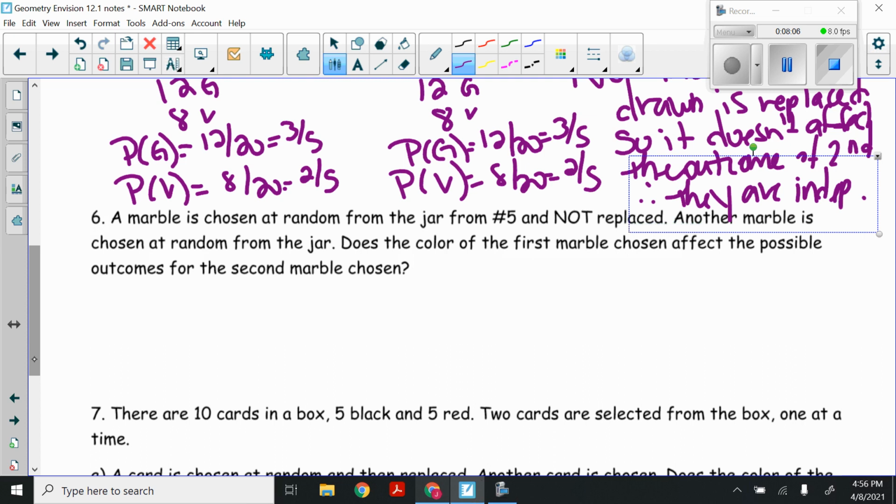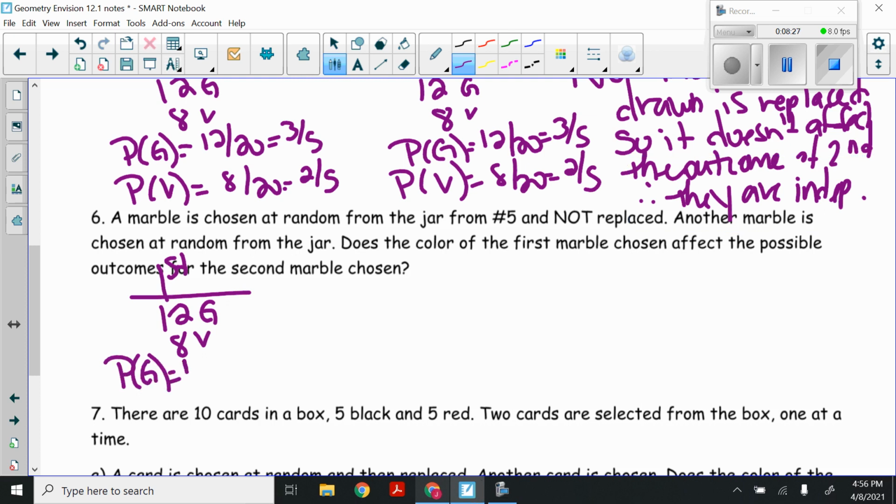Number 6. A marble is chosen at random from the jar from number 5 and not replaced. Another marble is then chosen at random from the jar. Does the color of the first marble chosen affect the possible outcomes for the second marble chosen? Again, let's just investigate that. So the first time, we start out with 12 green and 8 violets. My probability of getting a green is still 12 out of 20, or 3/5. Probability of getting a violet is 8 out of 20, or 2/5.